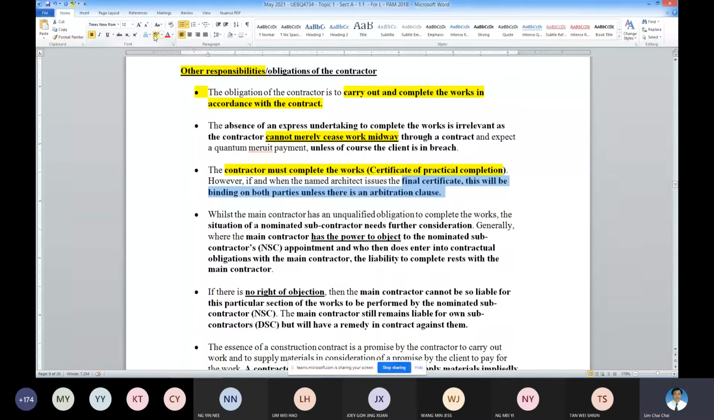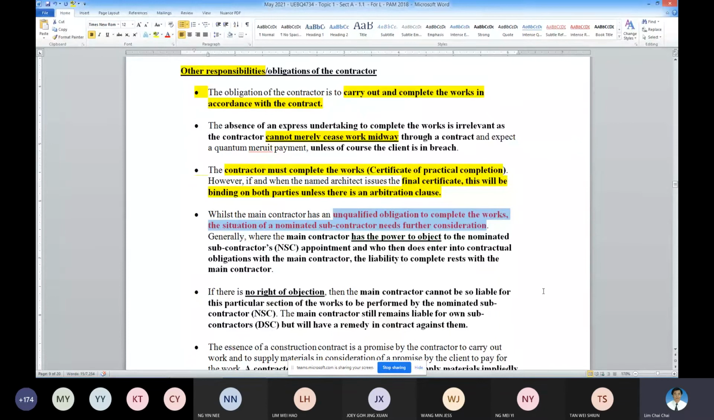If there is an arbitration clause, then you will find that there will be a delay in terms of the final certificate to be issued. Now, how about the NSEs? The contractor has an unqualified obligation to complete the work. The situation of a nominated subcontractor needs further consideration.